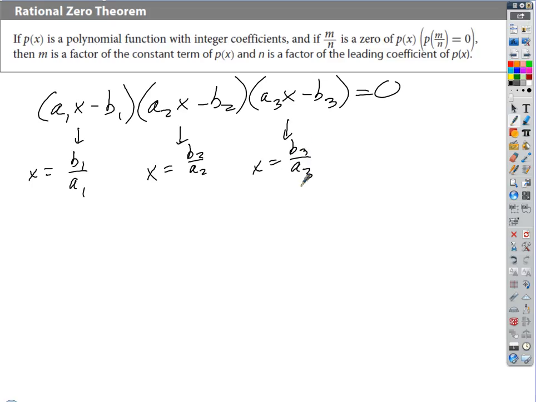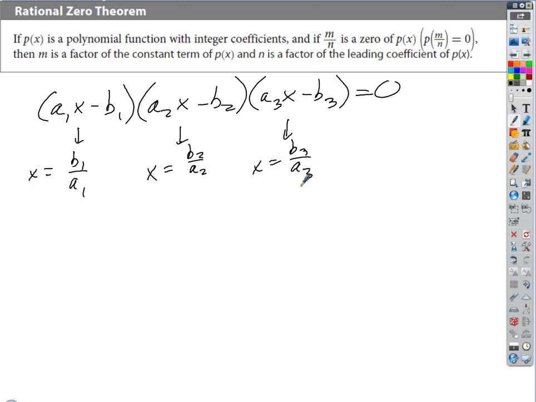Right? Okay, so let's imagine that we expand this whole thing out. That would be a lot of work, right? But let's just look at what the leading coefficient and the constant would have to end up being if we did that. So what if we multiply the first two factors, what's the leading coefficient of the first two factors going to be when I multiply those out?